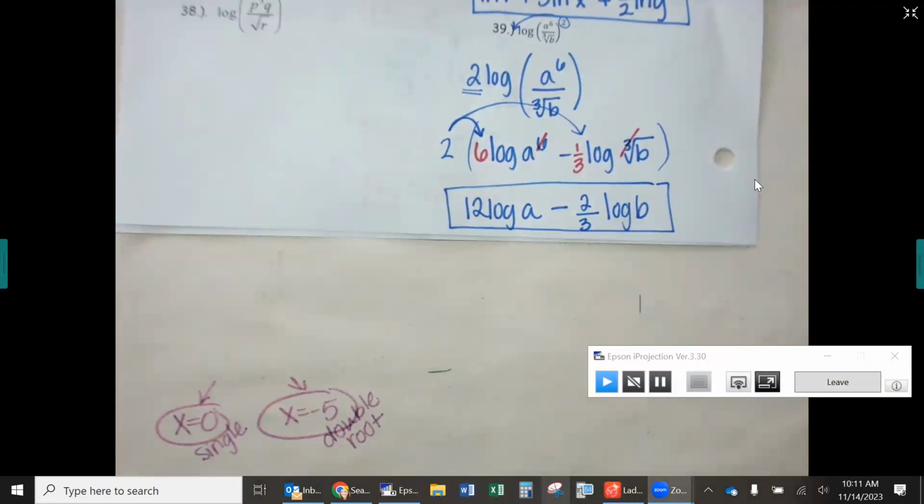So remember, 1/3 means divide by 3. So if I'm trying to times a 2 into that, I would just say, okay, then 2 divided by 3.